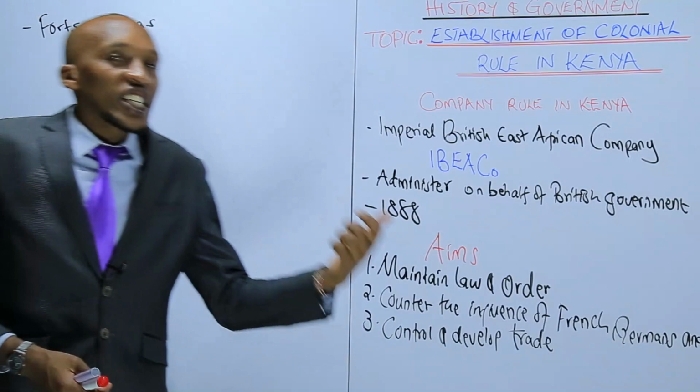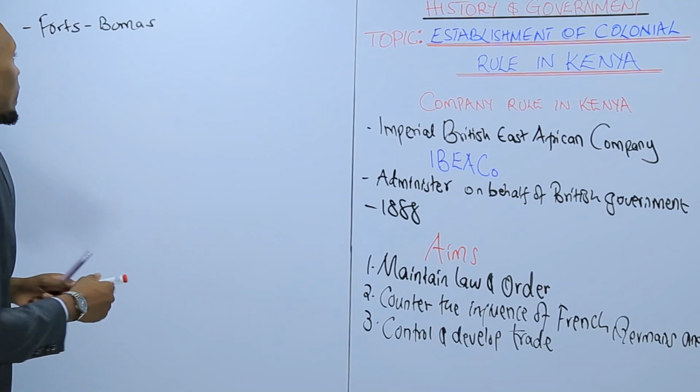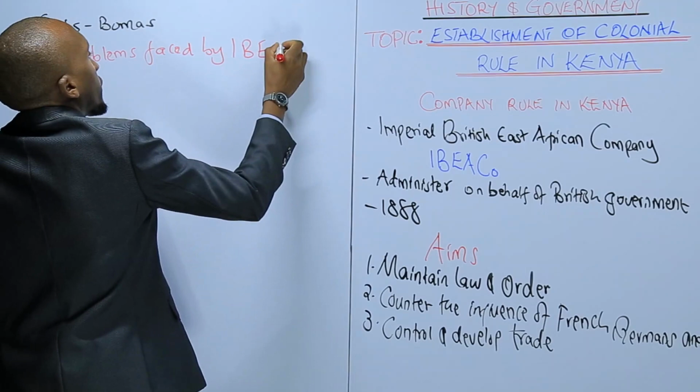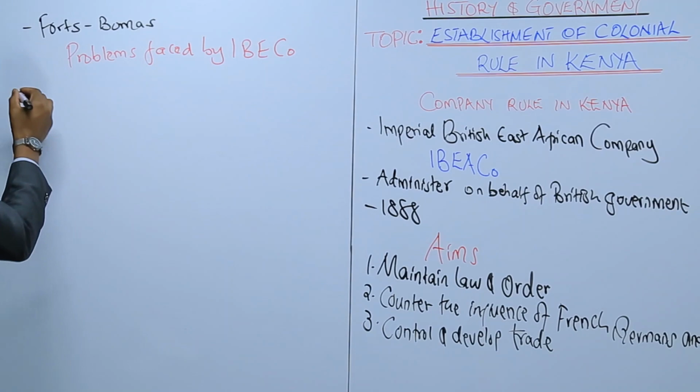Yes, despite making those achievements, they also encountered some problems. So the problems faced by the Imperial British East African Company in establishing their control: the first one is that they did not have enough manpower.